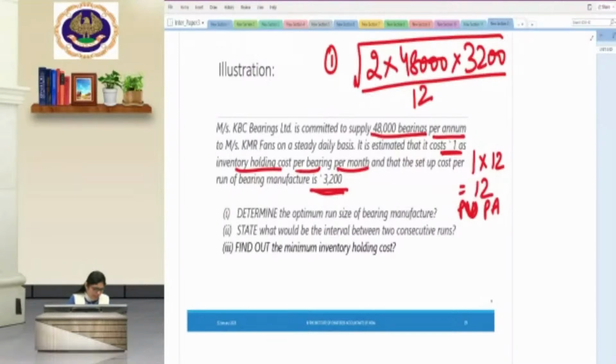Optimum run size: 2 into 48,000 into 3,200 divided by 12. Yes, it's 5060. It should be 5060 units. 5060 units. All right. Now, 5060 units it is coming.